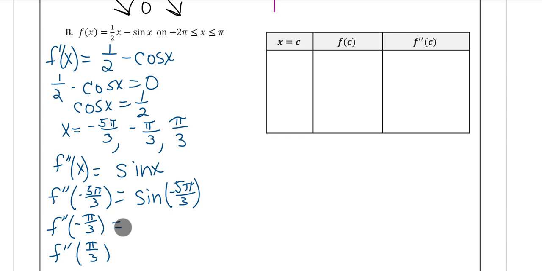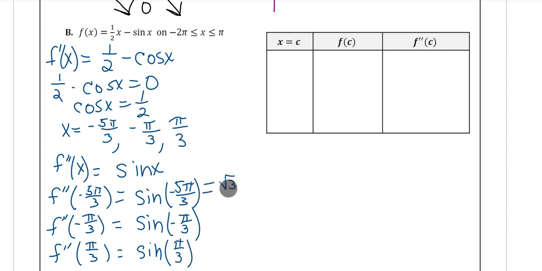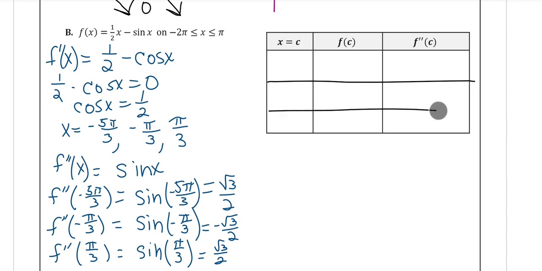Negative 5 pi over 3 would be in the first quadrant. Negative pi over 3 is in the fourth quadrant, and pi over 3 is also in the first quadrant. So we get square root of 3 over 2, negative square root of 3 over 2, and square root of 3 over 2. I just did those over there so you can see where I got the numbers from. I didn't do that in the first one, but it was a polynomial. I figured you guys could see how to substitute in.